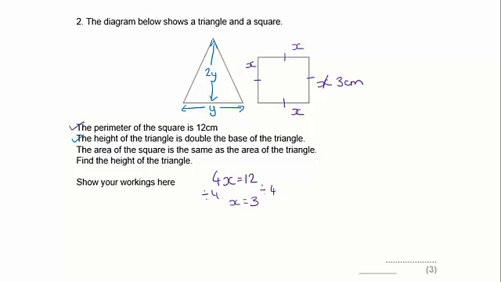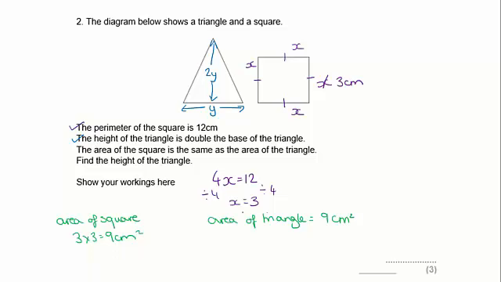Next bit, the area of the square is the same as the area of the triangle. Okay, so the area of the square, can we find the area of the square? We can, because we've got the sides. Okay, so area of a square is the base times height. So 3 times 3, which is 9 centimetres squared. And now the area of the triangle, okay, we're told is the same. So the area is also 9 centimetres squared.